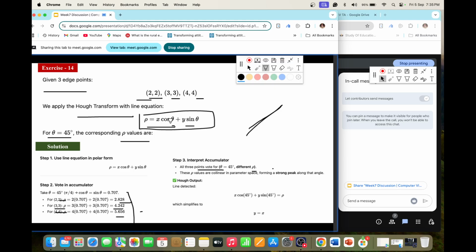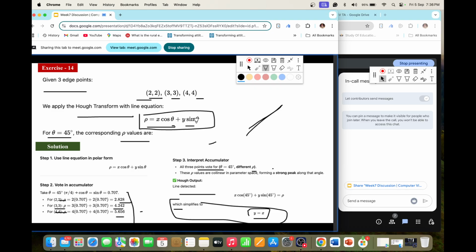This theta is the slope of a line, right? So for a given theta value, the more points we get in the same line, the more we can say this theta value holds. As we are getting more points, we assume this theta value holds. So simply we can say the equation of the line is theta equals 45, or y equals x. That is the concept of Hough transform.